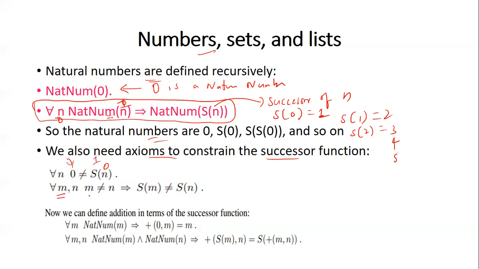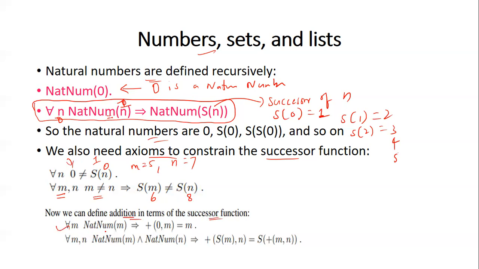For all m, n, m not equal to n implies s of m not equal to s of n, right? So that is true. For all m, n, if m is not equal to n, it implies that s of m also will not be equal to s of n. If m is 5 and n is 7, then s of m will be 6 and s of n will be 8. Okay. So we can define addition in terms of the successor function, something like this.